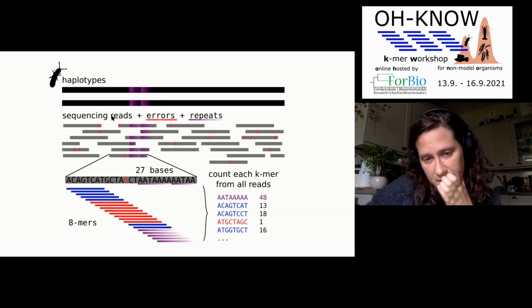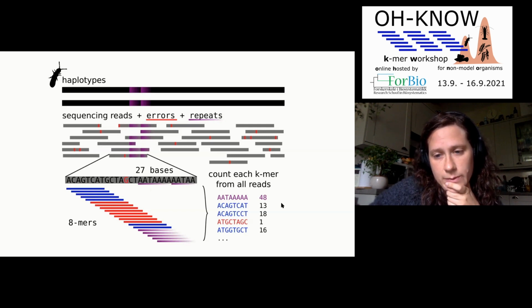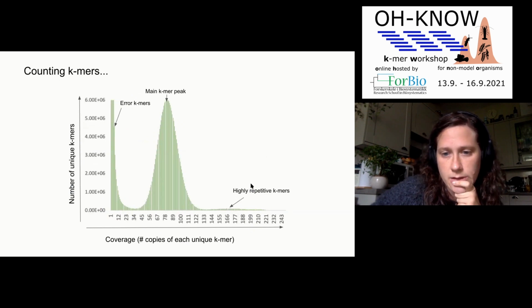And then we also will have repeats, right? Repeats will be regions that are in a much higher amount, and therefore their counts will be much higher, and they will be showing the last tail of our spectra. So depending on how repetitive your genome is, you'll have a little bump at the end of your spectra.